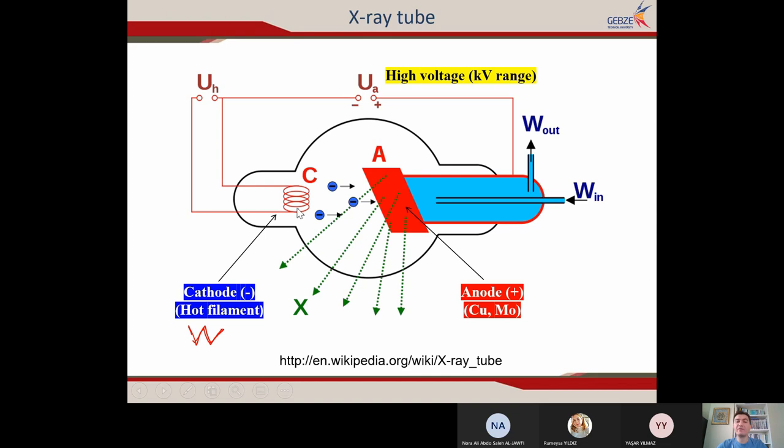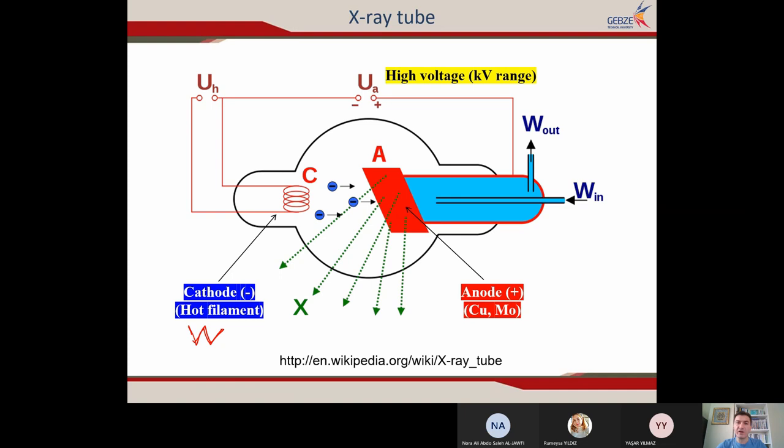So if you apply high voltage between anode and cathode by using a high voltage source, we are talking about kilovolt range, you can compare with the household electricity. At home, we have 220 volt in Turkey, right? 220 volt. Here we are talking about kilovolt, not 1 kilovolt. It is around 30 kilovolt or 40 kilovolt, something like this. Very dangerous, very high voltage.